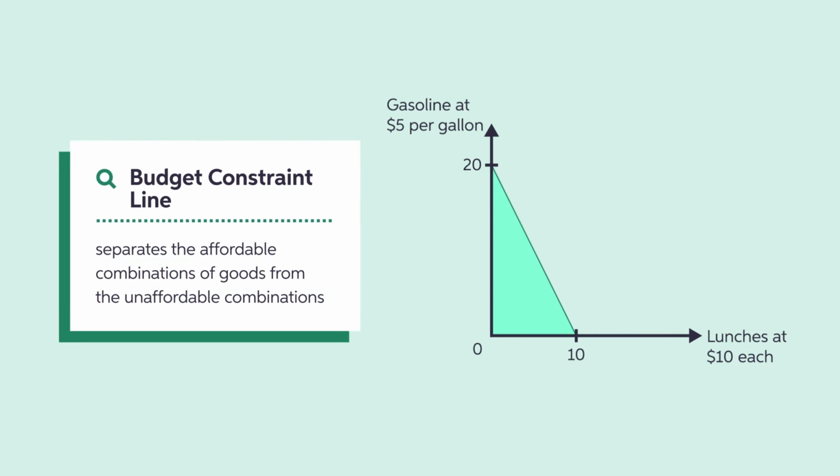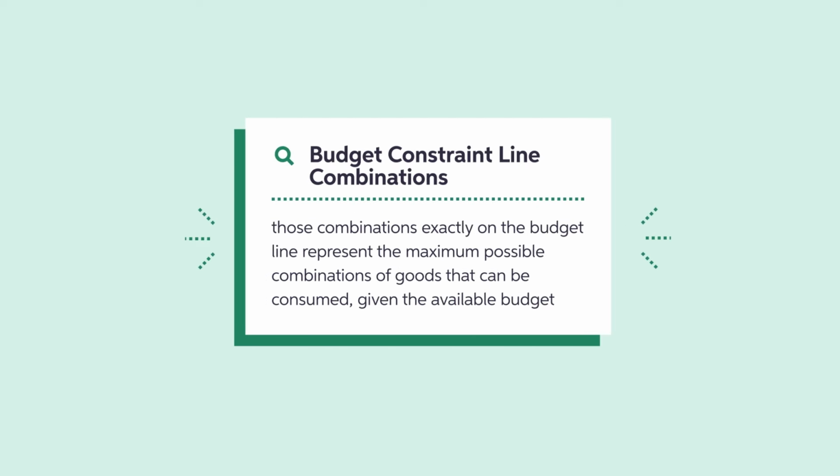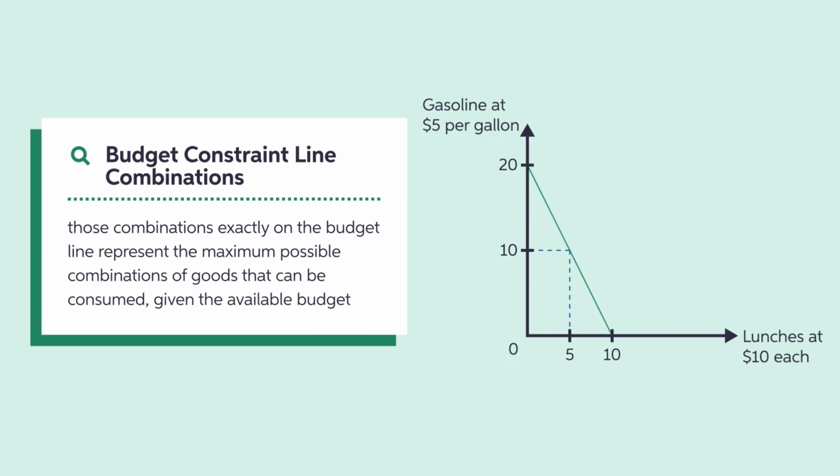The budget constraint line separates the affordable combinations below the budget constraint from the unaffordable combinations above. Those combinations on the budget line are the maximum possible combinations of gasoline and lunches that Elise can afford. With a budget of $100, Elise spends $50 to buy 10 gallons of gas. The remaining $50 affords her 5 lunches.